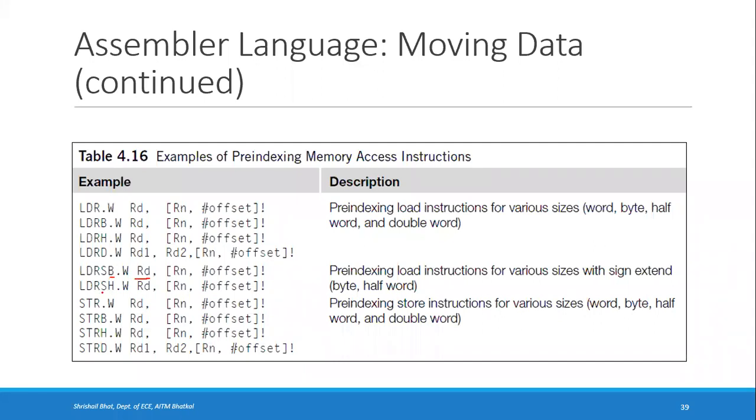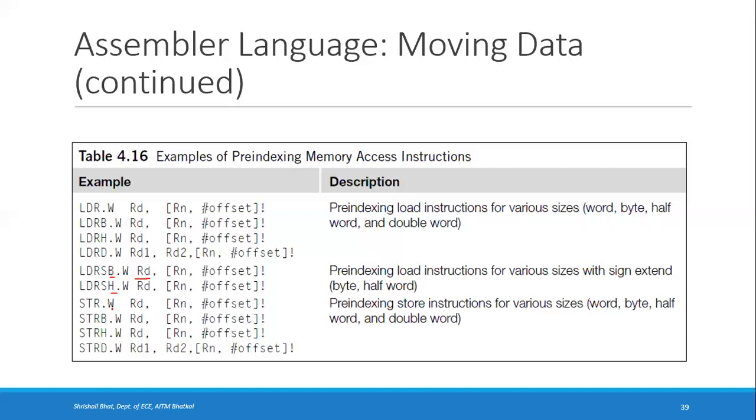Similarly, LDRSH. SH means sign-extended half word. Half word means 16 bits will be copied, then the MSB will be copied into the upper 16 bits. That way you are performing sign extension. Sign extension is done in order to keep the sign as it is. Suppose the MSB was 0, that means the number is positive, so all the upper bits will be zeros. Suppose the MSB is 1, then the number is negative, so you have to put all the upper bits as ones, then the number will remain negative. That is the principle of extending the sign: a negative number remains negative, and a positive number remains positive.